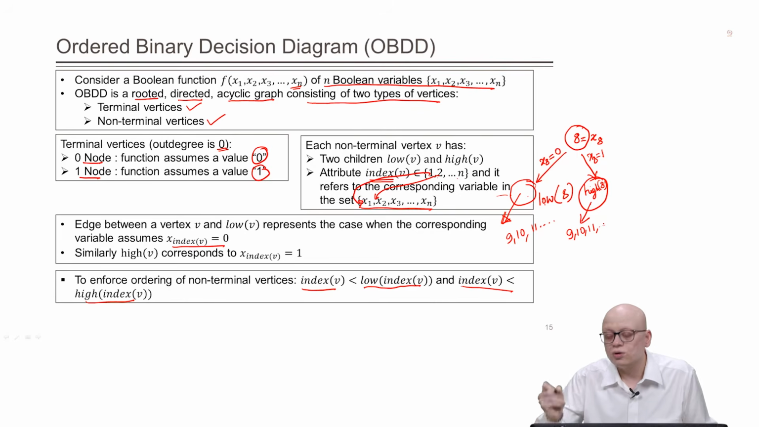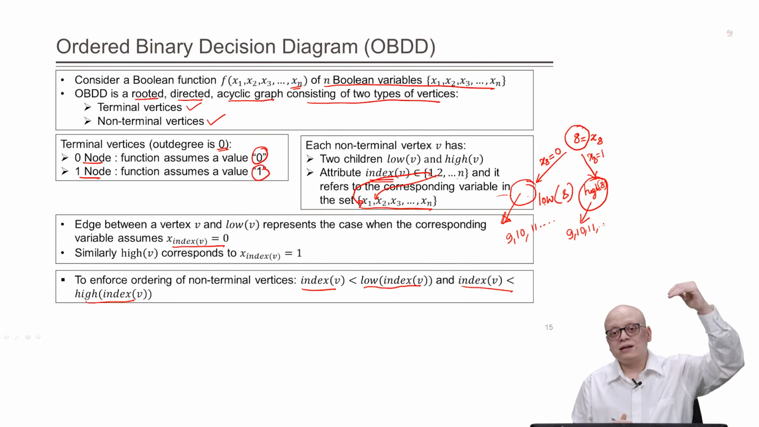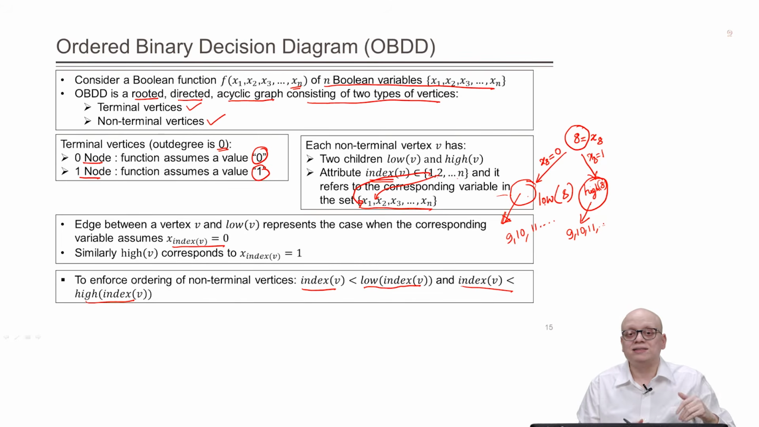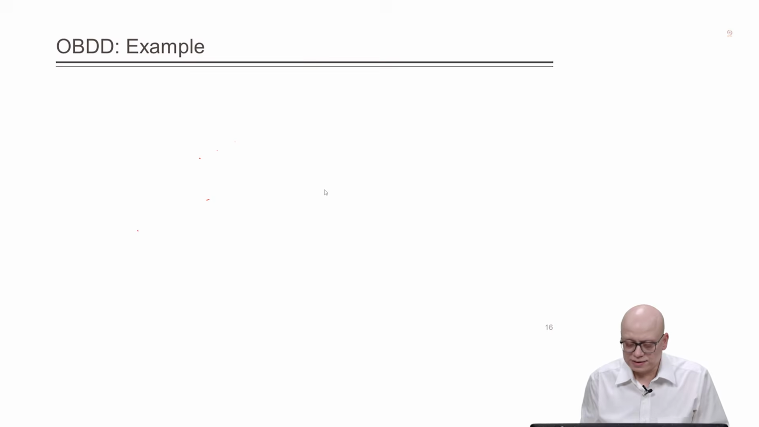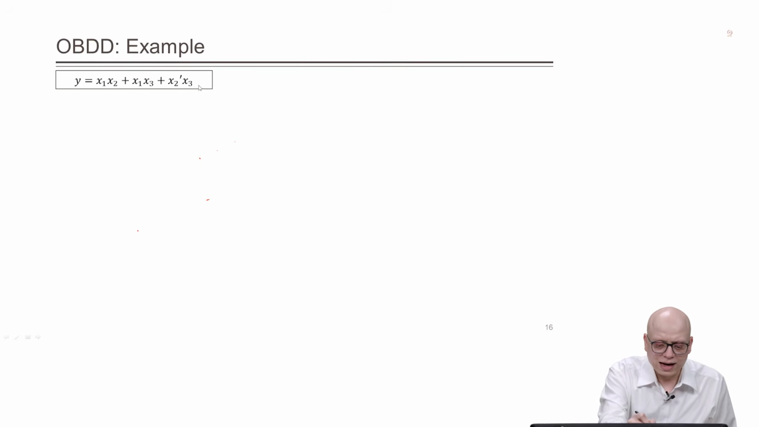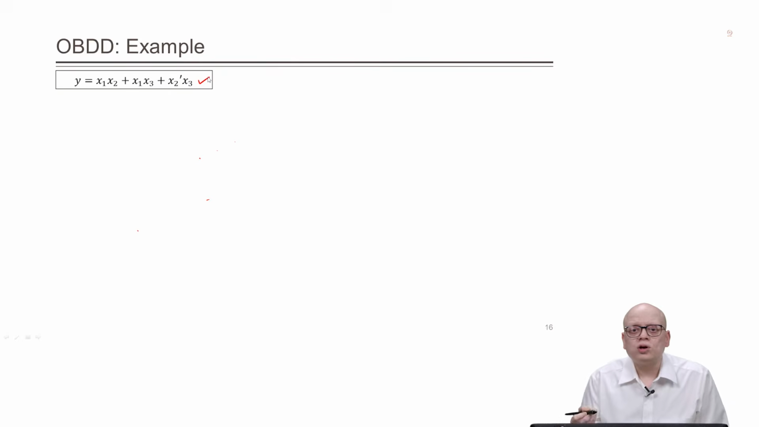11 and so on. So, what this constraint means is that if we traverse from the root node to the leaf node, the index will only go on increasing, it cannot decrease, and that is why this is an ordered binary decision diagram, an OBDD. Suppose we are given a function y is equal to x1 x2 plus x1 x3 plus x2 dash x3. Let us draw the OBDD for this.